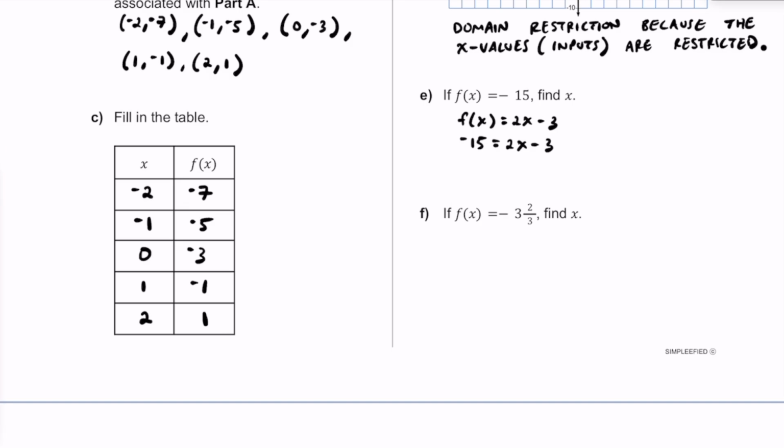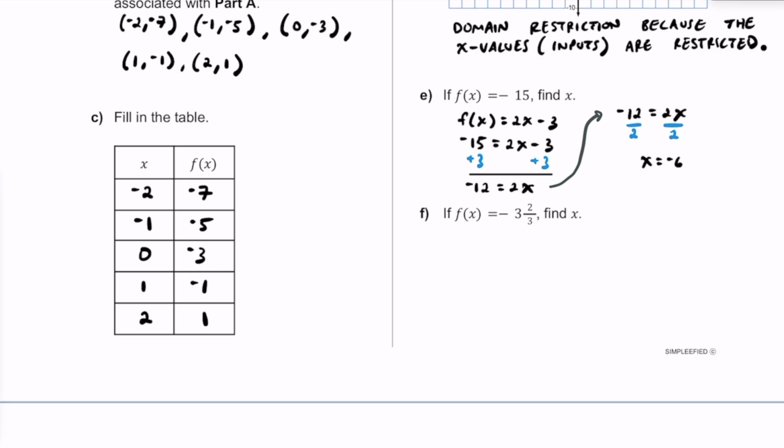Then let's go ahead and add 3 to both sides here. If you add 3 to both sides of this equation, we're going to end up with negative 12 is equal to 2x. And let's go ahead and just move over here to get some more space. So if we have negative 12 is equal to 2x, we can divide both sides by 2. And if we do that, we can see here that x would be equal to negative 6.